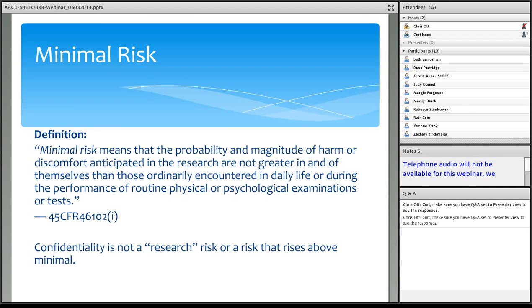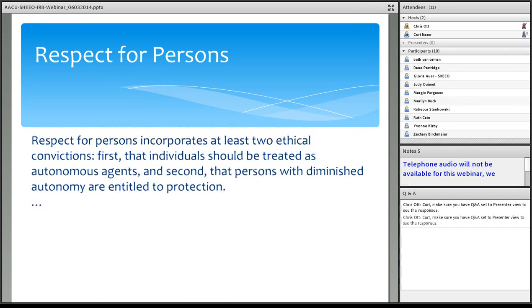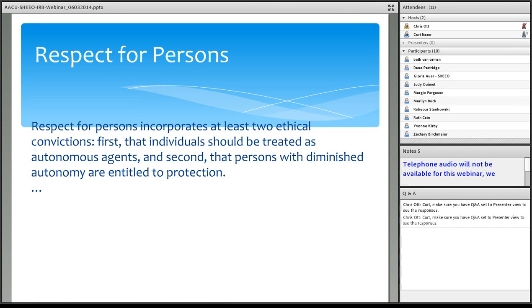Now, the ethical lesson I want to take from this is that informed consent is not an absolute. There are conditions in which it can be waived. There are conditions in which it's not productive, particularly when the research is minimal risk and you're not directly intervening or interacting with the individuals, the subjects. It's not clear what value the informed consent process has.